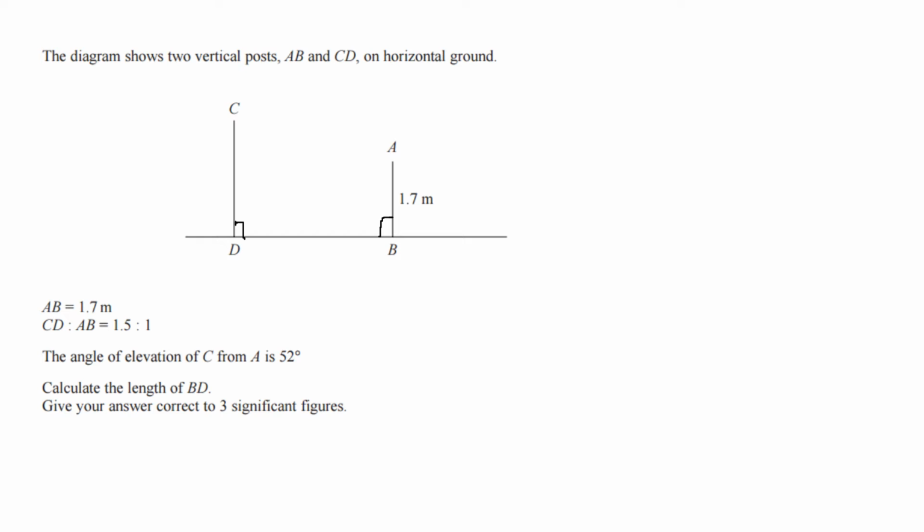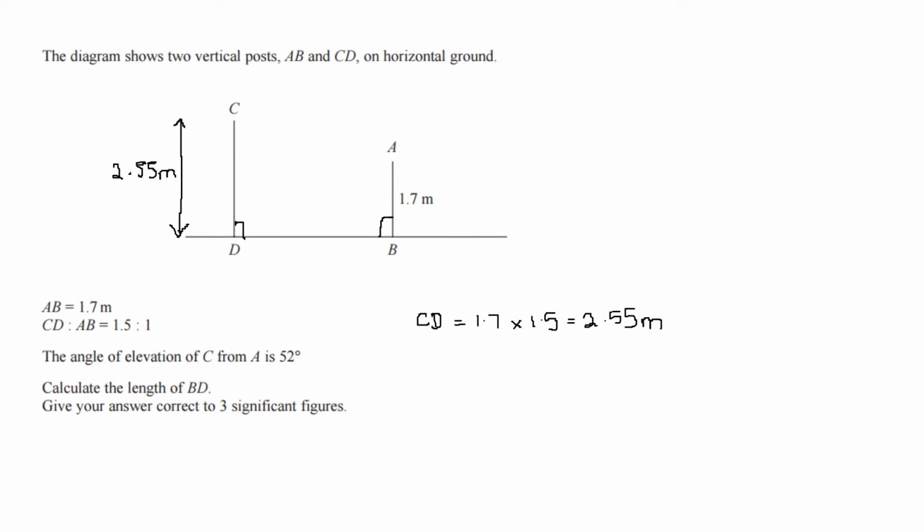So we know that CD to AB is 1.5 to 1. So CD will be 1.5 times greater than AB. So CD will be 1.7, which is the length of AB, multiplied by 1.5. That will give us 2.55 metres. So we know that the height of CD is 2.55 metres.